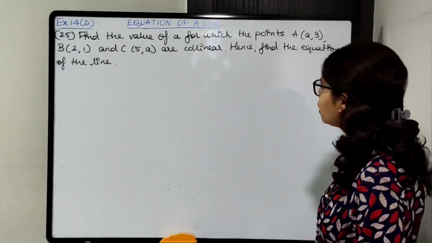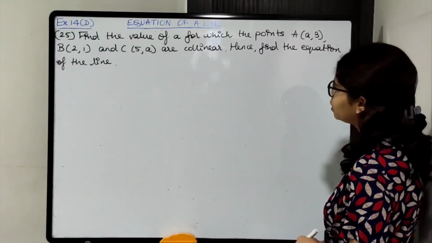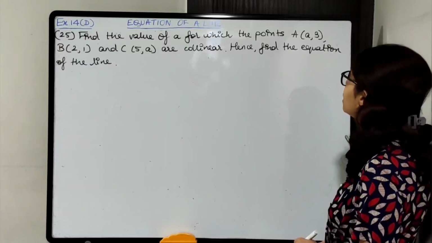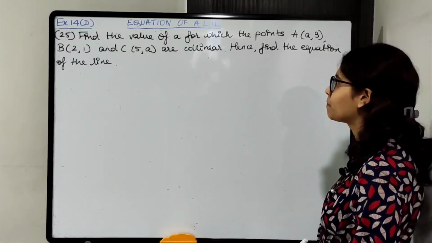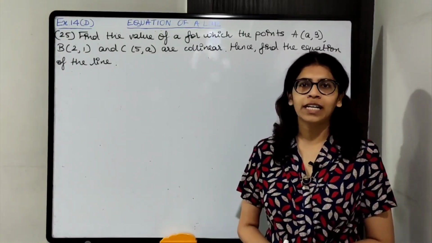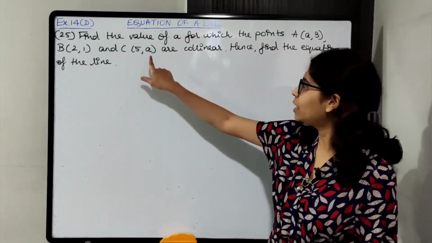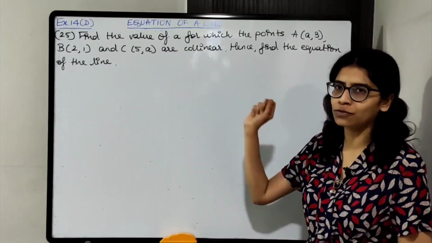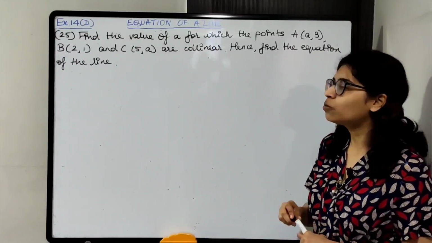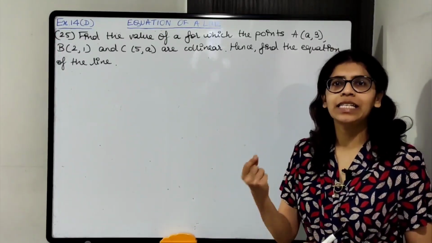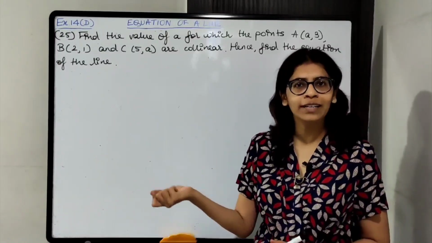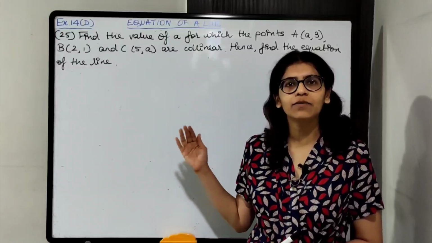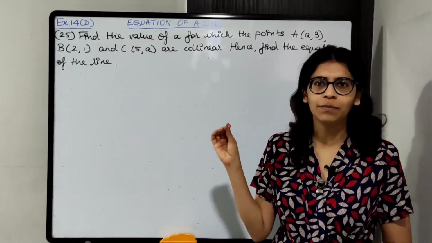Find the value of a for which the points a, 3, b, 2, 1 and c, 5, a are collinear. Hence find the equation of the line. First we have to find a. Okay, small a का value find out करना है. Then we have to find the equation of the line. So we are told that A, B and C are collinear. Collinear means they are lying on the same line. Okay, there is one line which is passing through all the 3 points.